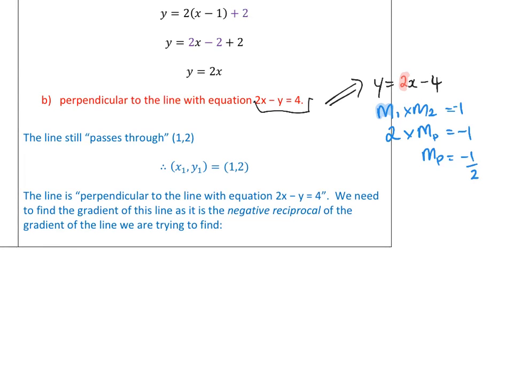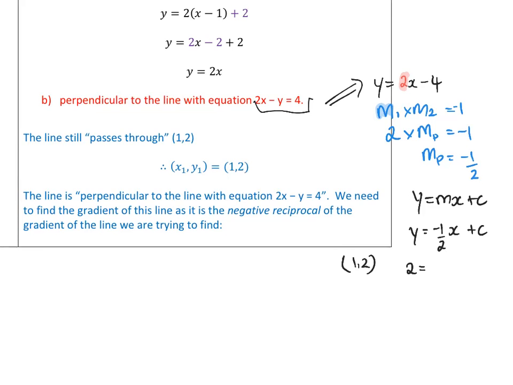I use that rule. Now it's still a straight line, so it follows this pattern, and I know that m is negative 1/2. And how do I find c? Like what I did before, I'm going to substitute (1, 2) into it.